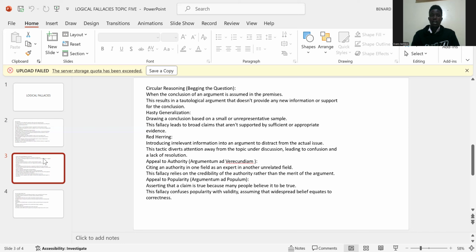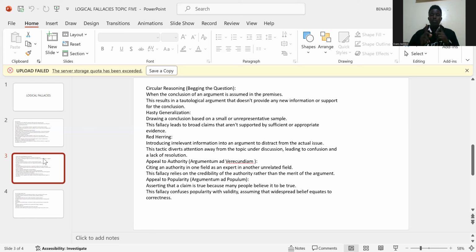The other one is the red herring: introducing irrelevant information into an argument to distract from the actual issue. This tactic diverts attention away from the topic under discussion, thereby leading to confusion and a lack of resolution.